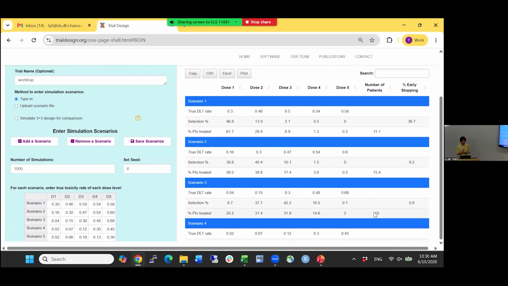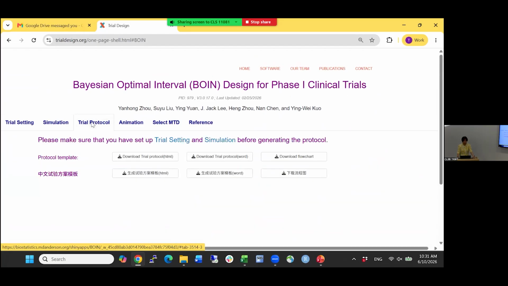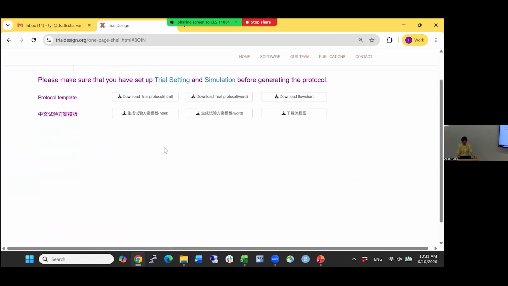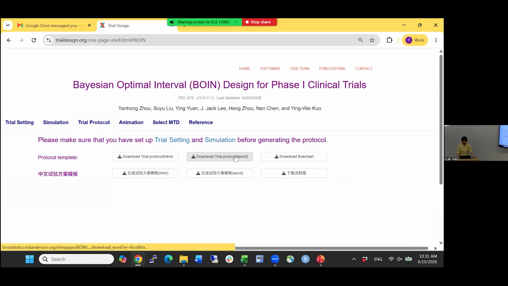Then the PI just asks you to write it up in the protocol. It sounds very intimidating again, because we can see there is a lot of information. But with this website, it's not that hard. It's actually very easy. So we can see the third tab, the trial protocol. We click here. We can see they have different options for you. You can generate a template in different formats, in HTML or in Word, or even in Chinese if you collaborate with a Chinese company. Very friendly. So I click Word.